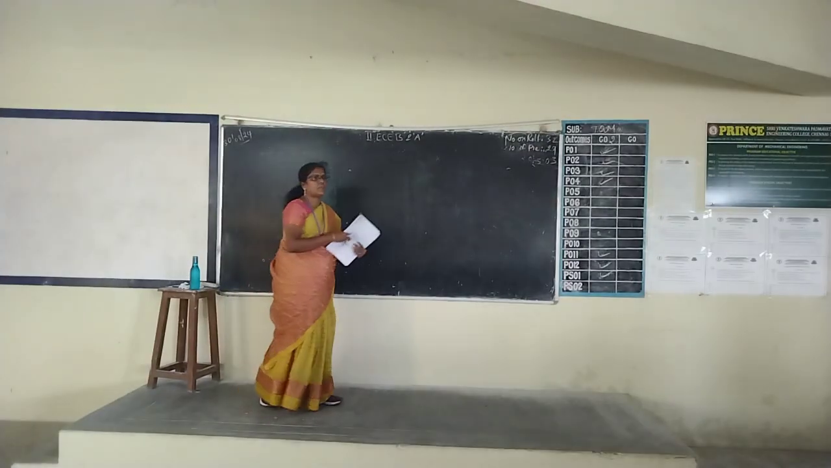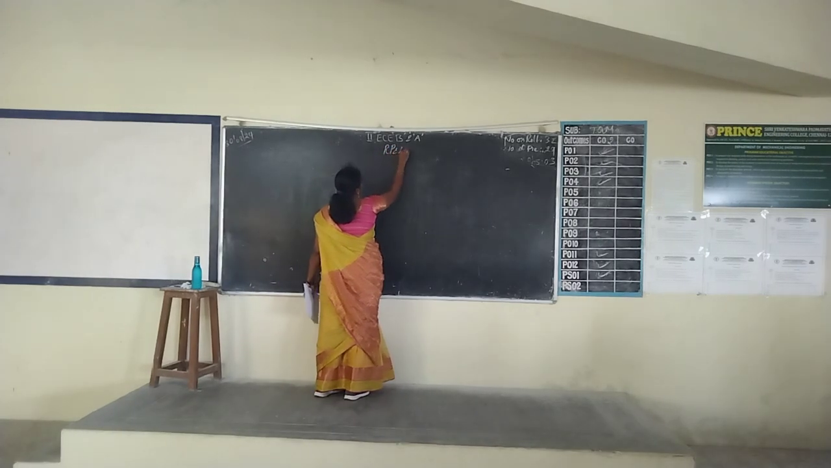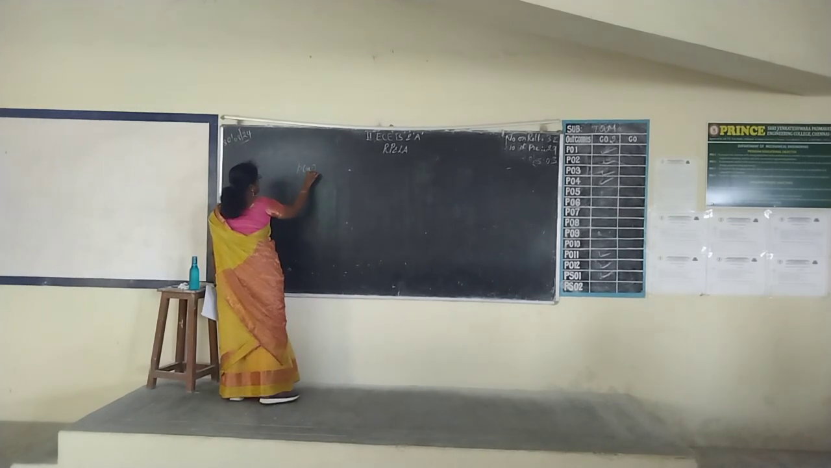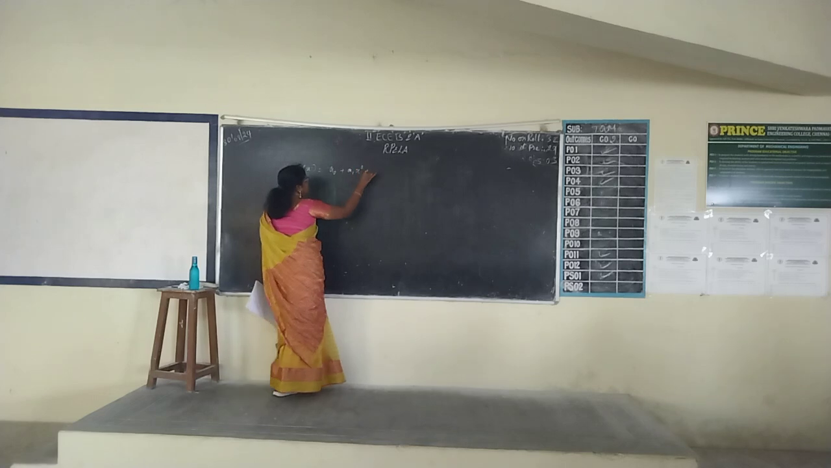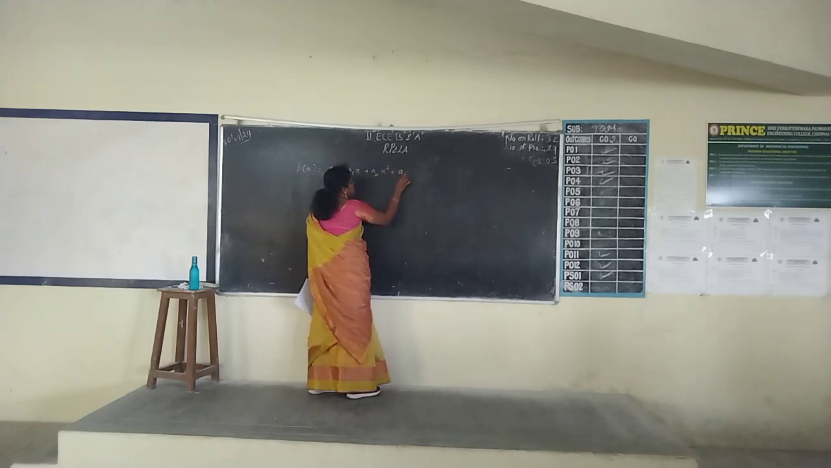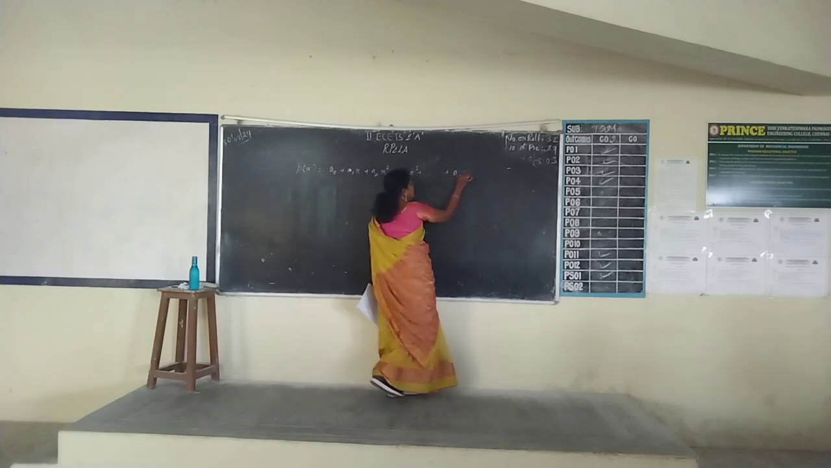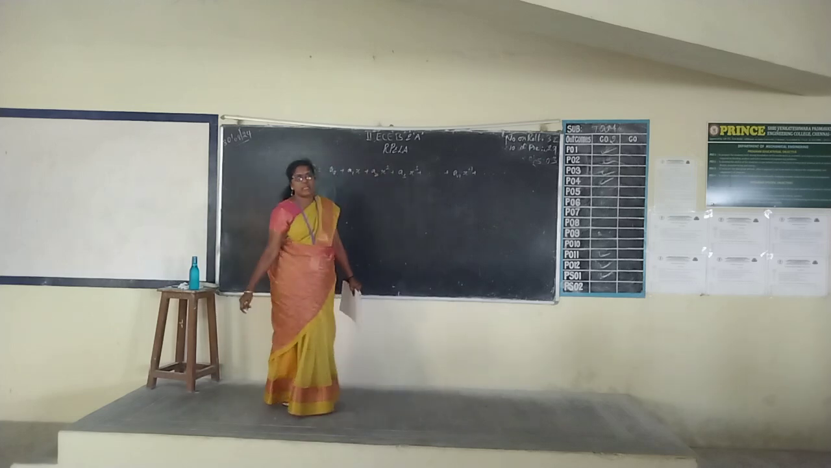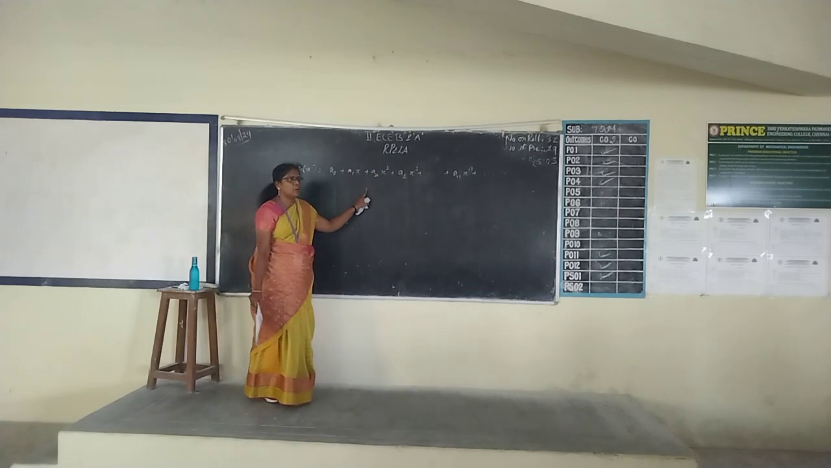General form. It is quadratic. General form, how do you write? Any polynomial p of x is written as a0 plus a1 x plus a2 x square plus a3 x cube plus etc. General term an x power n plus etc. A polynomial may be finite or it can be infinite also. So this is the general way of representing any polynomial.